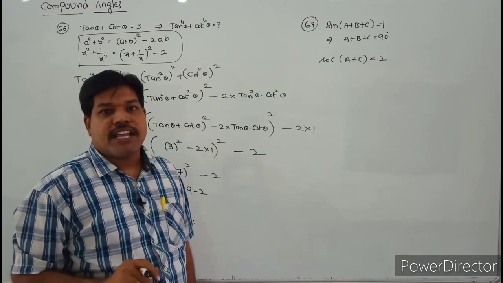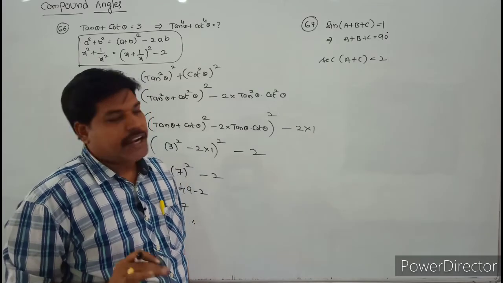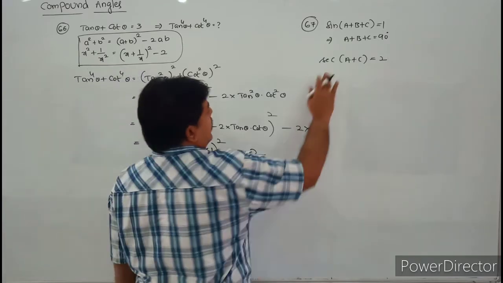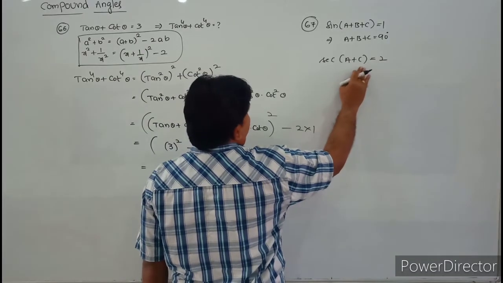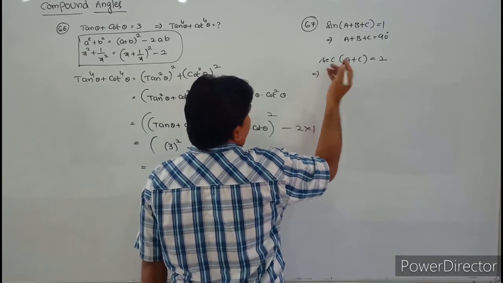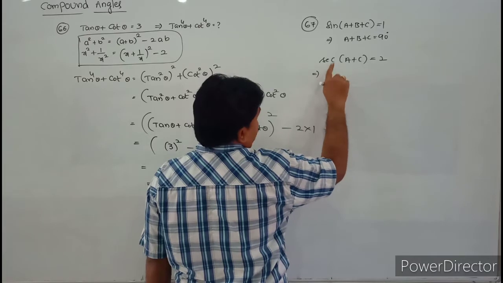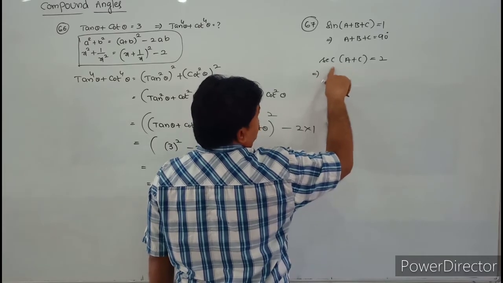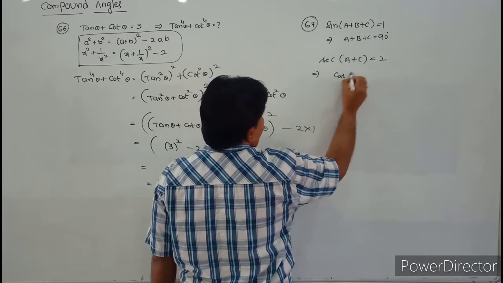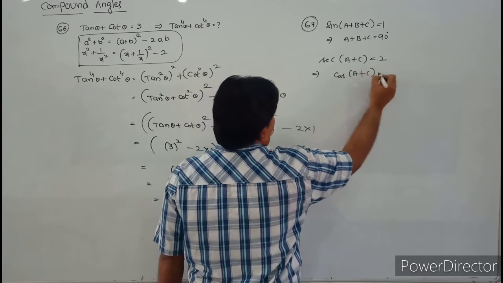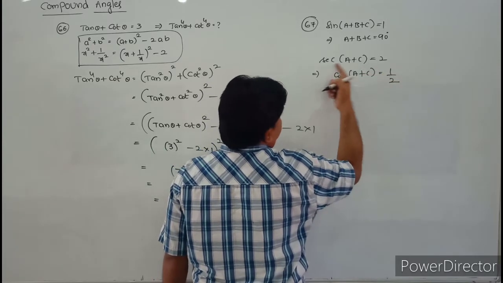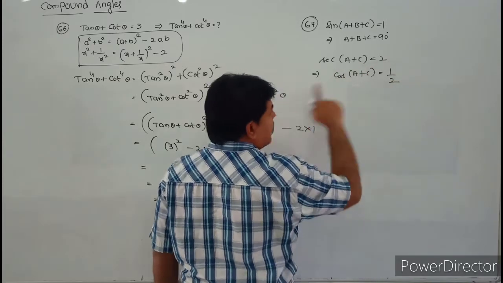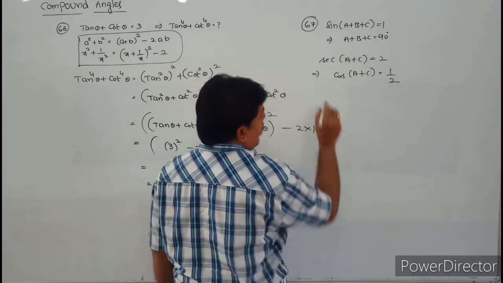So I am taking it as a plus b plus c is equal to 90 degrees. Okay. So here secant of a plus c, we can change into cos. Secant is the reciprocal of cos. So if we change into cos of a plus c, it will become 1 by 2. Why? Because the secant of a plus c is 2. That implies cos of a plus c will become 1 by 2.